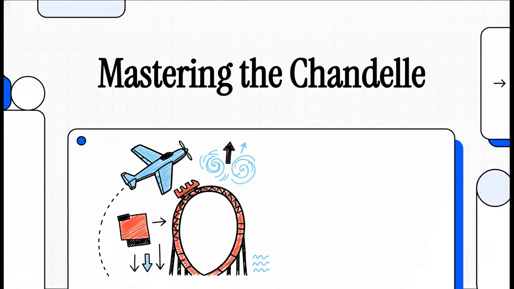Think of it kind of like a roller coaster ride. Just like a roller coaster uses that massive forward momentum from a steep drop to shoot itself up a huge vertical loop, a pilot uses the Chandelle to trade their airplane's forward momentum for upward height. It's just a brilliant display of physics in motion, and we're going to look at exactly how it's done.